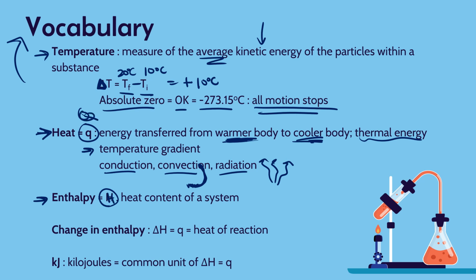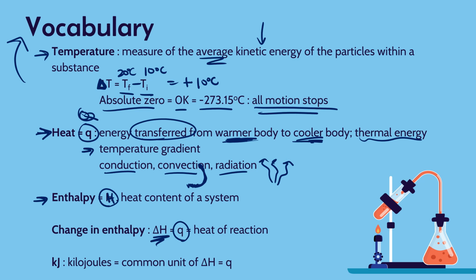Enthalpy is H. Enthalpy is the heat content of a system, which we can't actually measure because in order for us to measure it, it has to be transferred, which is weird. So most of the time we're going to talk about delta H, the change in enthalpy, and the change in enthalpy is the same thing as Q, which is the heat of a reaction. I know, it's a lot to process, a lot of words that are almost the same, but not quite the same.